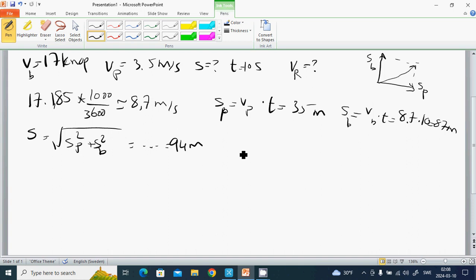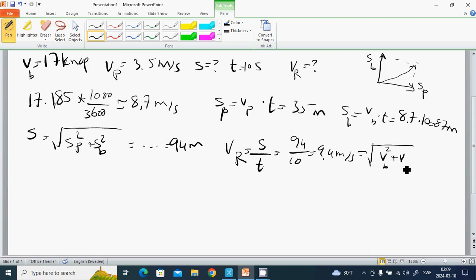And the relative velocity V_R is S divided by T. It is 94 divided by 10, which is 9.4 meters each second. Which is equal to the square root of V boat squared plus V_P squared. It is the same. Okay.